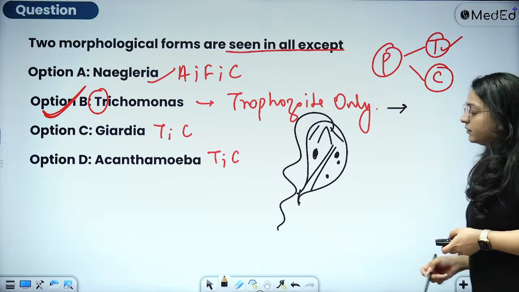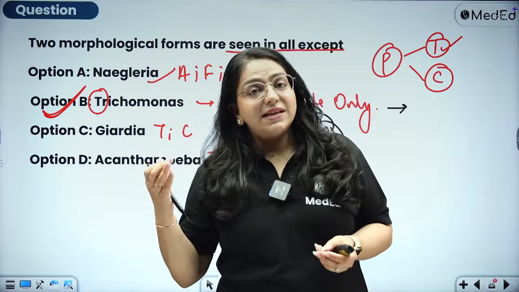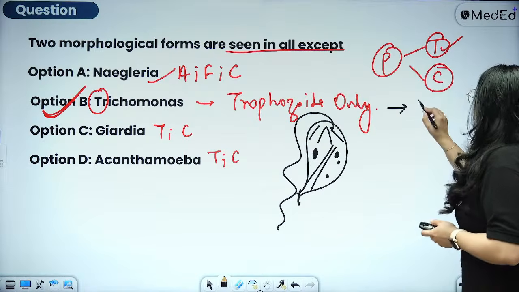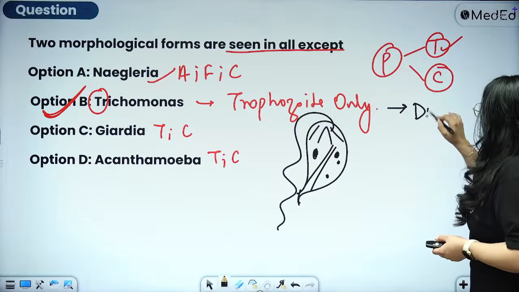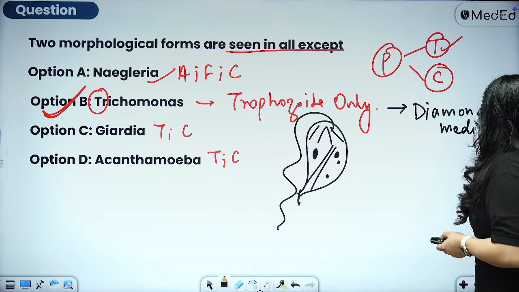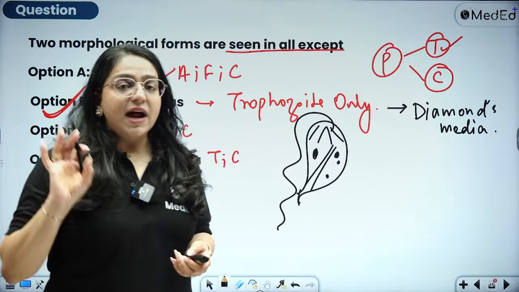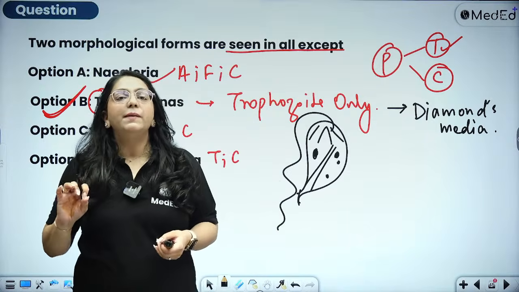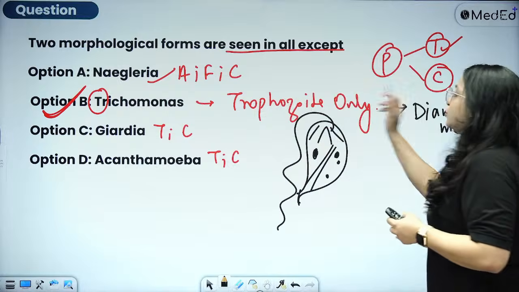Very famous mnemonic, Trichomonas is a sexually transmitted disease responsible for causing vulvovaginitis, cervicitis, urethritis, especially in females. They love diamonds. So, Diamond's media. Now, I don't like to tell this mnemonic. Why? Because Diamond's media can be used for any protozoan parasite. If you tell me Giardia will not grow on Diamond's media, that is wrong. If you tell me Entamoeba will not grow on Diamond's media, that is wrong. They will all grow on Diamond's media. But it is specifically for MCQs, mostly asked with trophozoite.